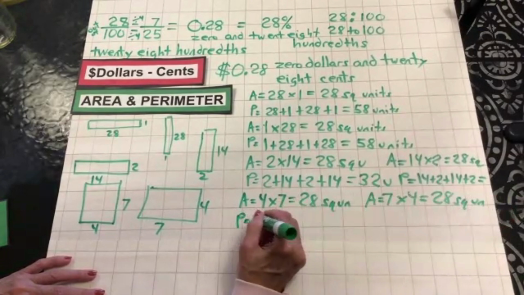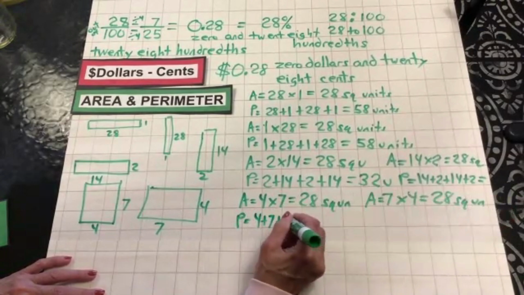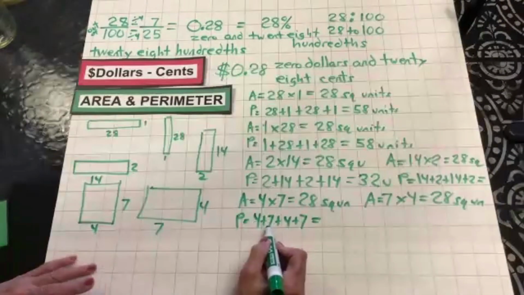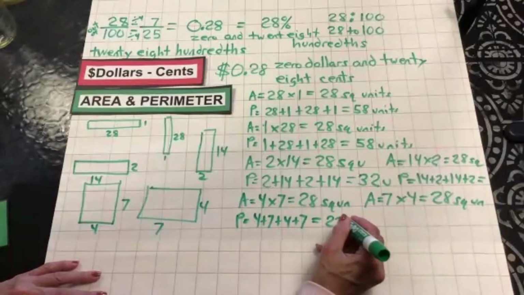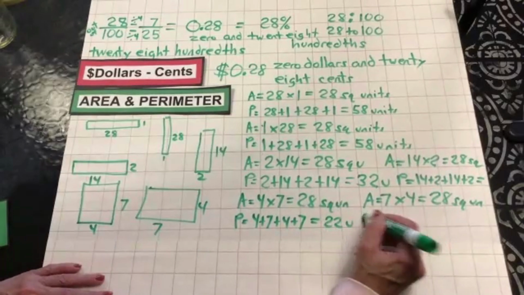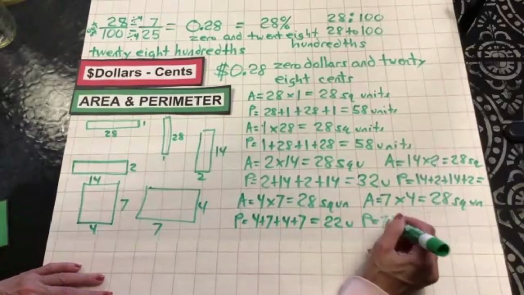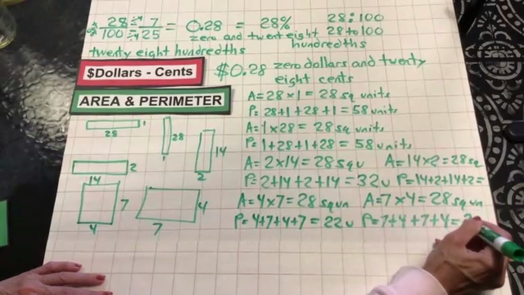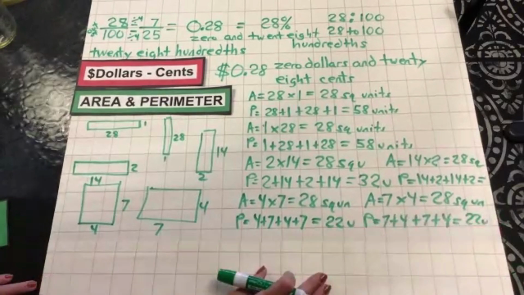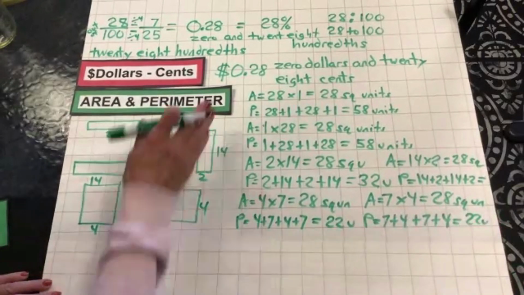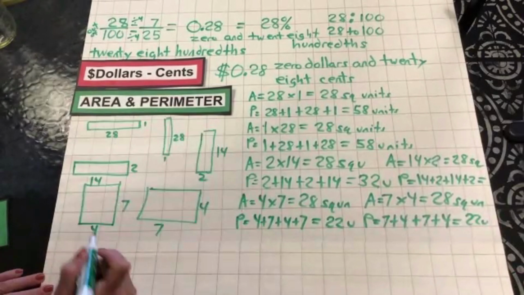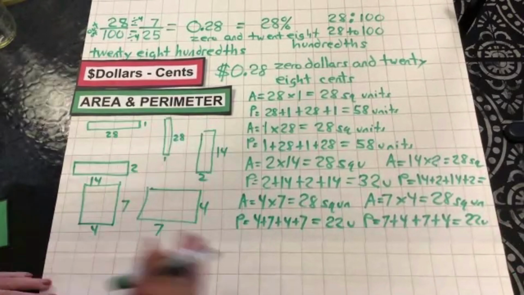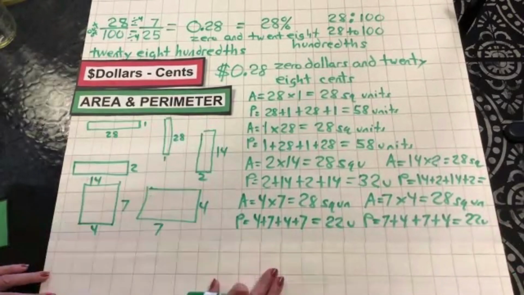And our perimeter could be 4 plus 7 plus 4 plus 7 equals, well, 4 plus 7 is 11. So 11 plus 11 is 22 units. Or it can be 7 plus 4 plus 7 plus 4. We're just changing them around again, 22 units. Wow, we got them all in. So there were 3 sets of factor pairs that we arranged in all these different ways.